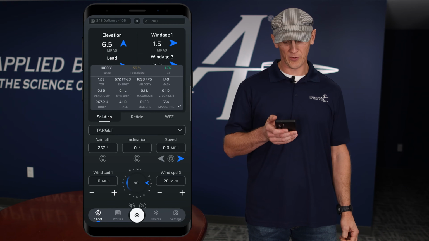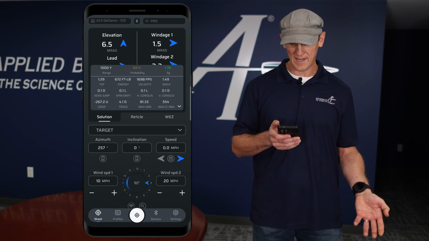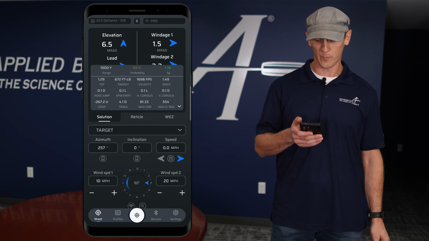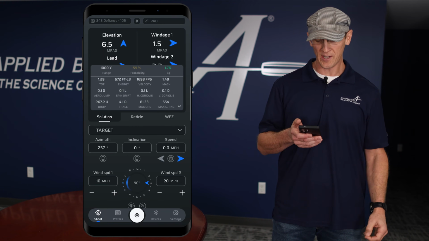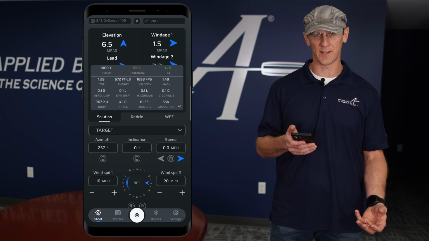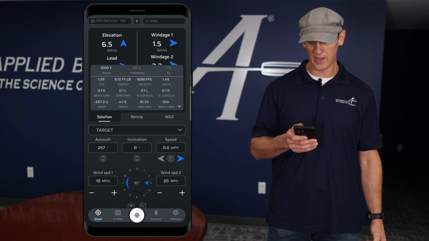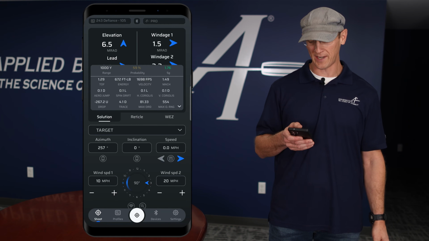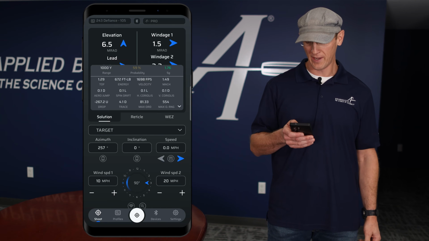All right, so top row is really easy. It's just telling you the range, in this case it's 1,000 yards, probability of hit is 59%. You'd have to go into the WES screens to see what's set up that comprises that, you know, how big the target is and so forth. But with all of the current settings, it's 59% probability of hit.